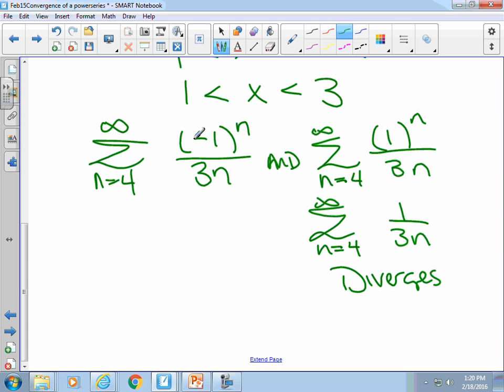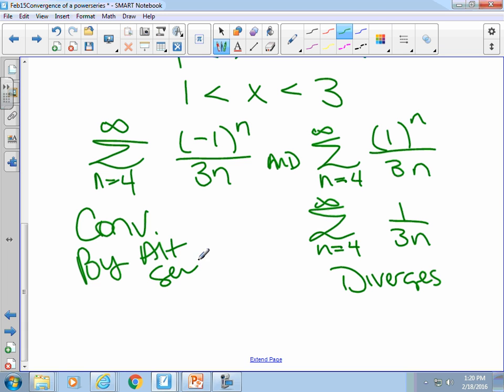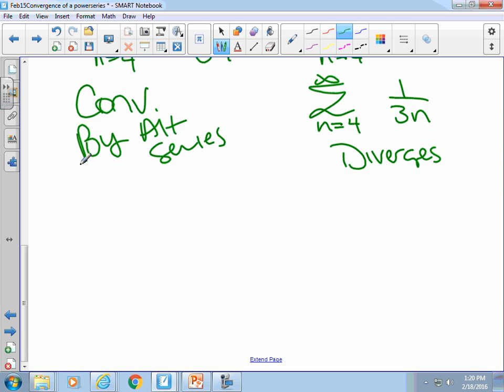But this one converges by the alternating series test. It converges because it's alternating. It would diverge if it were not alternating. So what we would say is it conditionally converges. So this converges by alternating series. If you are not doing a justification, you don't need the "by alternating." You can just answer the interval.